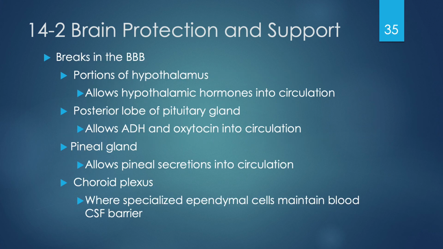There are several breaks in the blood-brain barrier, and these are important for a variety of chemical exchanges to occur. There are some in portions of the hypothalamus, and this allows hypothalamic hormones that are created there to be introduced into the circulation. Also, we have some breaks in the blood-brain barrier in the posterior lobe of the pituitary gland. This allows hormones produced in the pituitary gland, like antidiuretic hormone and oxytocin, to be released rapidly into the circulation. The same thing goes for the pineal gland. Pineal secretions need to be allowed into circulation, and the choroid plexus needs to maintain the blood-CSF barrier.